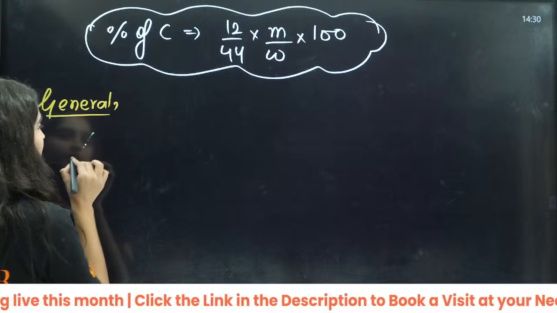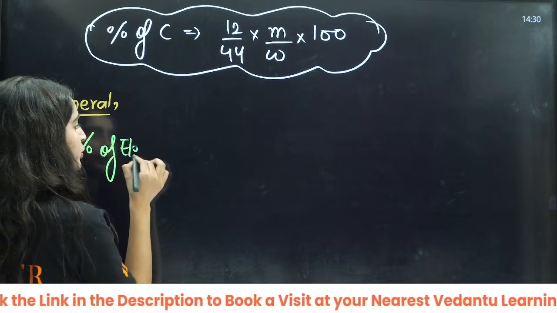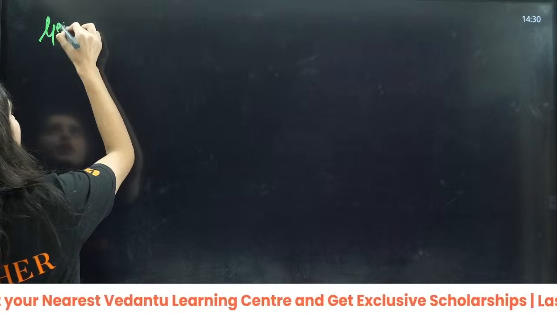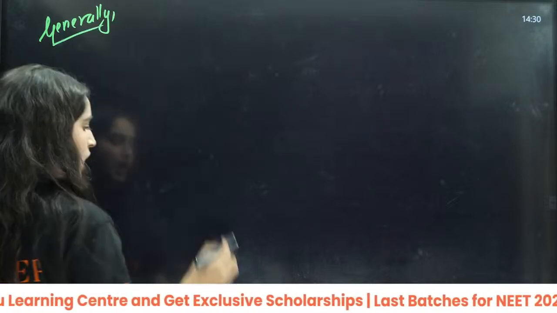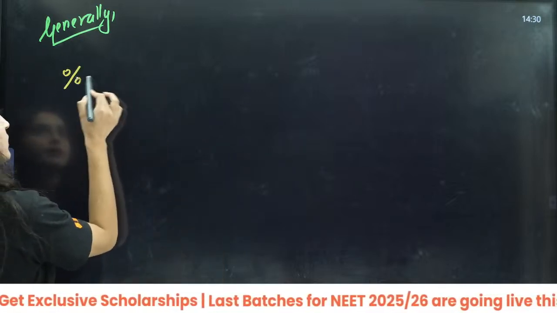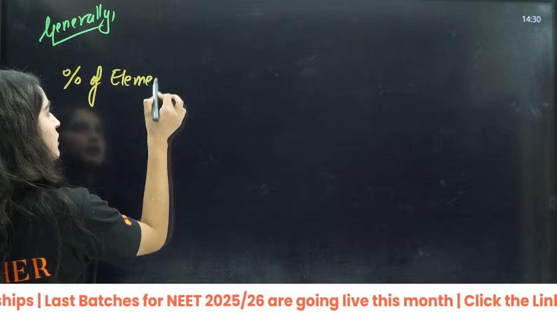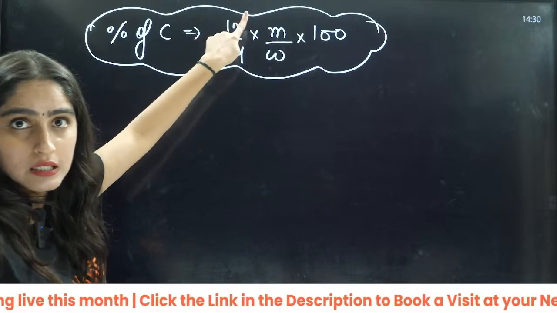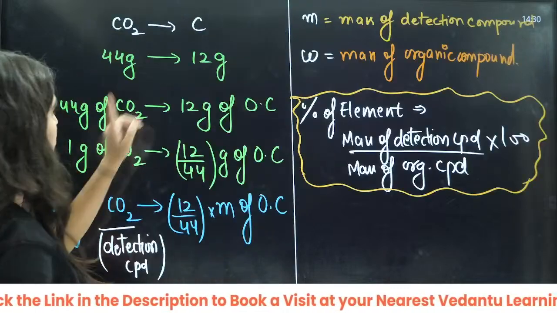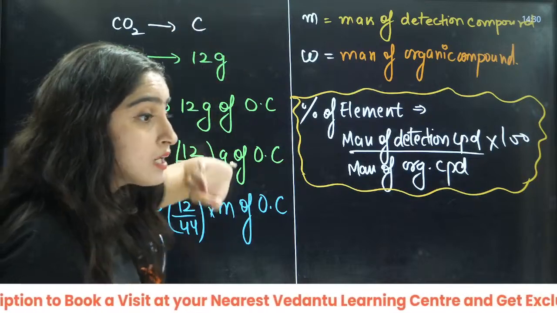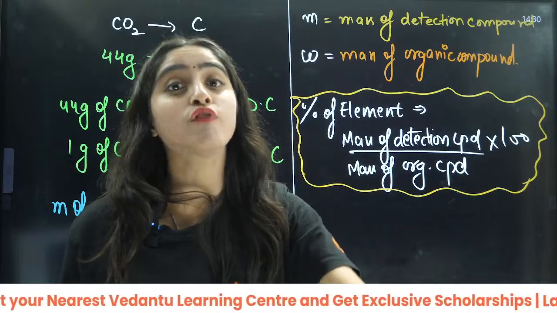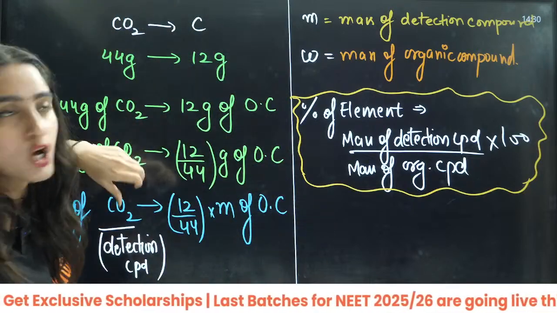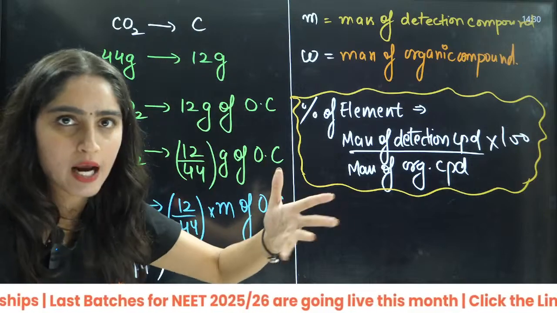So, see this. Percentage of element, any element that is given to you. Should I write it on the next page? Because that's a big formula. From this I will generate the general formula. 12 by 44. What was 12? 12 was the molar mass of carbon. That means the molar mass of the element that you are detecting, in the detection compound. The detection compound is CO2 here, so in CO2 you have one carbon, which means 12 gram is the molar mass.